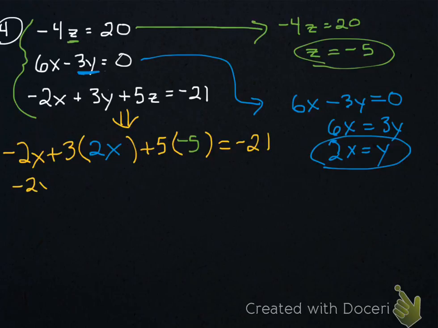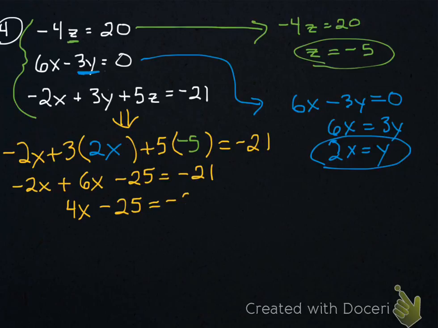So I have negative 2x. This becomes 6x because 3 times 2 is 6. 5 times negative 5, negative 25 equals negative 21. Now let's combine like terms and solve. 6x minus 2x is 4x. Minus 25 equals negative 21. Move the 25 to the other side and I have 4x equals 4, which means x equals 1.